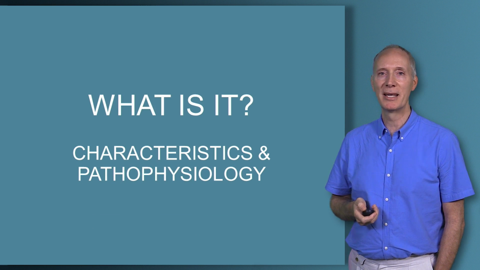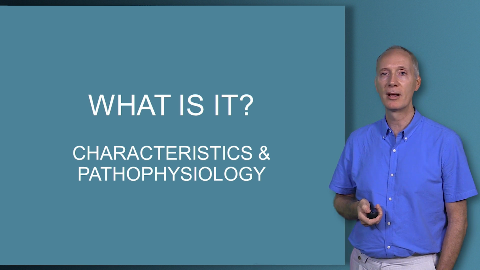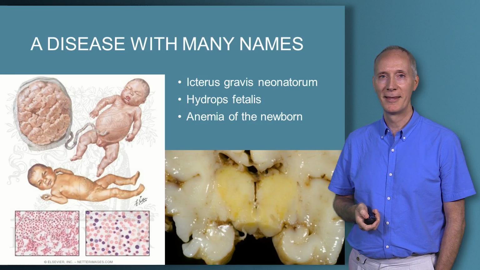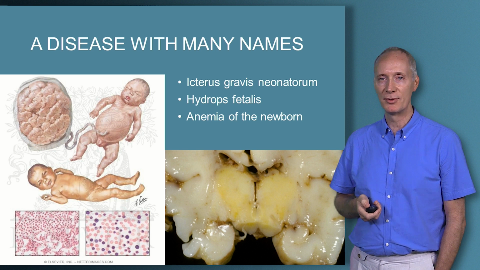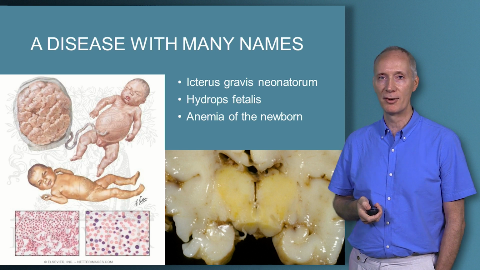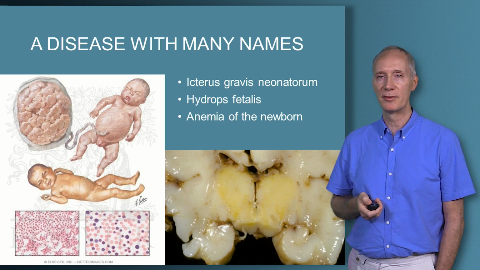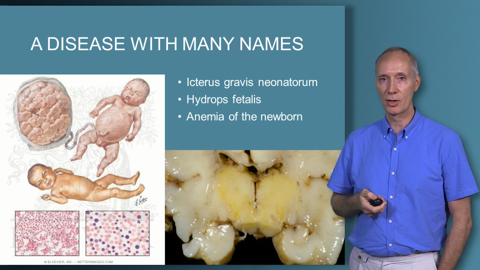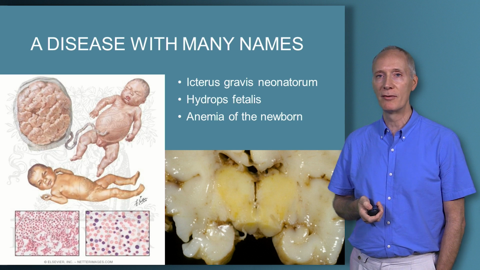Well, let's start at the beginning. What is hemolytic disease of the fetus and newborn? What are the characteristics and pathophysiology? This disease came with many names until it was defined as such. So old names are icterus gravis neonatorum, and that is depicted by the jaundice that was often seen in these babies, hydrops fetalis, or the waterlogged swollen babies that were often stillborn, and severe anemia of the newborn.